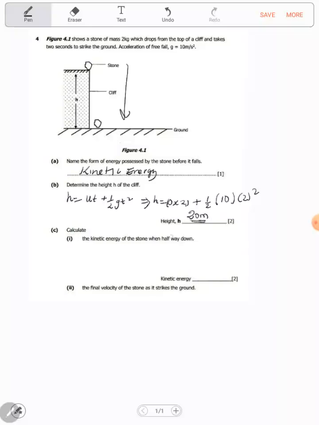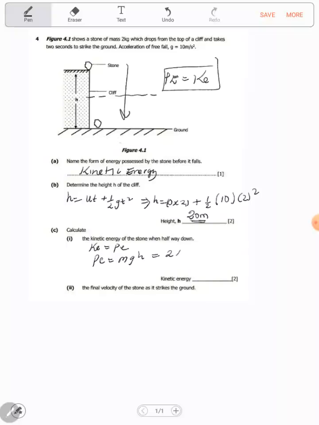Then calculate the kinetic energy of the stone when halfway down. So when it's halfway down here, what's the kinetic energy? So we need to know that the kinetic energy will be equal to the potential energy at this point, because it's halfway. So if you know the potential energy, you can easily calculate the kinetic energy. Now remember, kinetic energy is accompanied by the velocity, which we don't know, so we can just find the potential energy in this case. Now since we know that at this point kinetic energy is equal to potential energy, we can just find potential energy, which is mass, height, gravity.